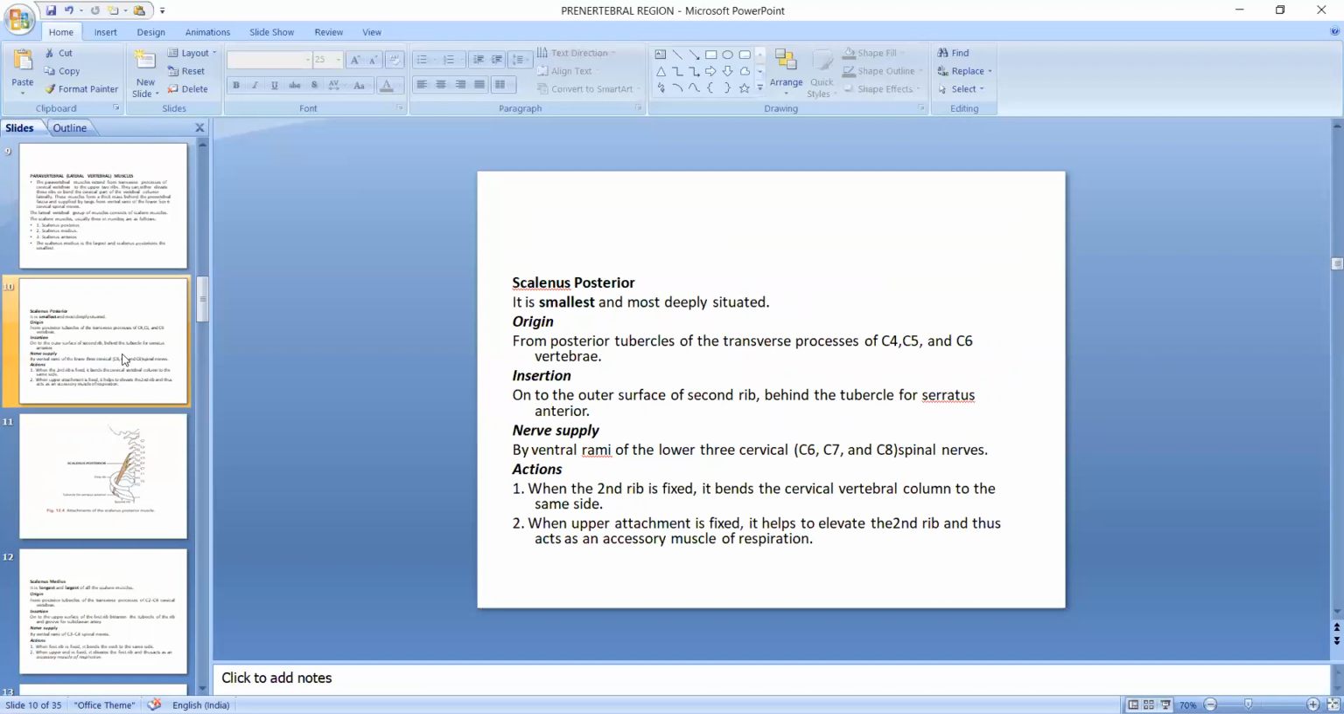Scalenus posterior is smallest and most deeply situated, originating from posterior tubercle of the transverse process of C4, C5, C6 vertebra, and inserting on the outer surface of second rib behind the tubercle for serratus anterior. Nerve supply: the ventral rami of the lower three cervical C6, C7, C8 spinal nerves. Action: when the second rib is fixed, it bends the cervical vertebral column to the same side. When upper attachment is fixed, it elevates the second rib and thus acts as an accessory muscle of respiration.